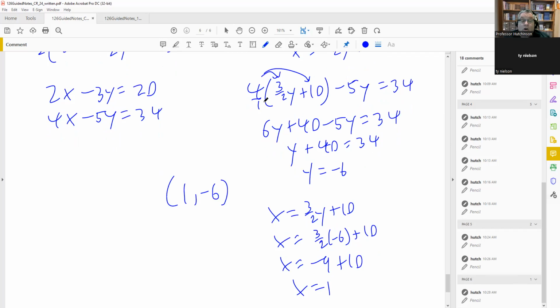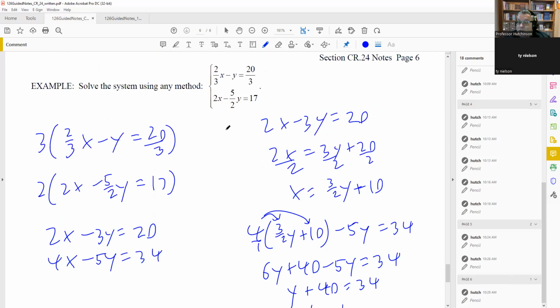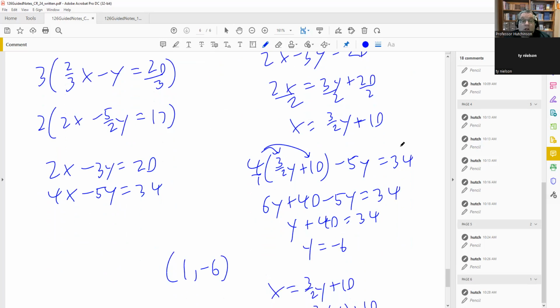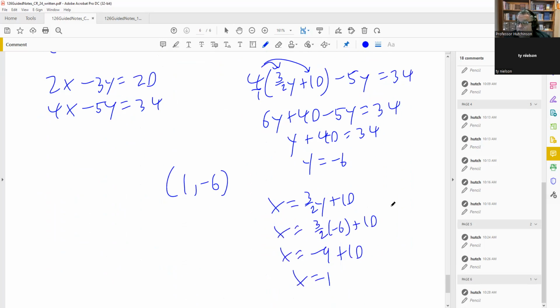So again, you don't have to do it this way. I just wanted to show you the alternative, another method with substitution, but it does say use any method to solve. So you could use substitution or elimination. So if you want, you can take a look at my notes to see the way you would do this with elimination. With elimination, it'd probably be easiest to multiply the top row by -2 and add the equations together.